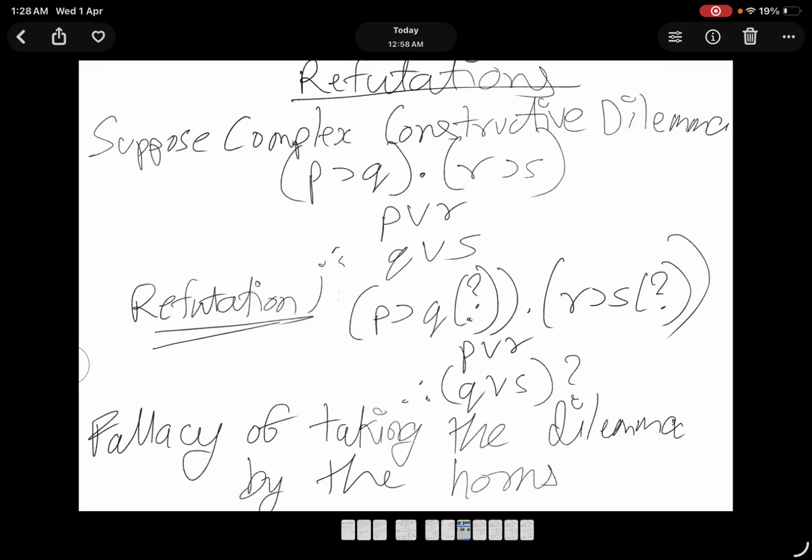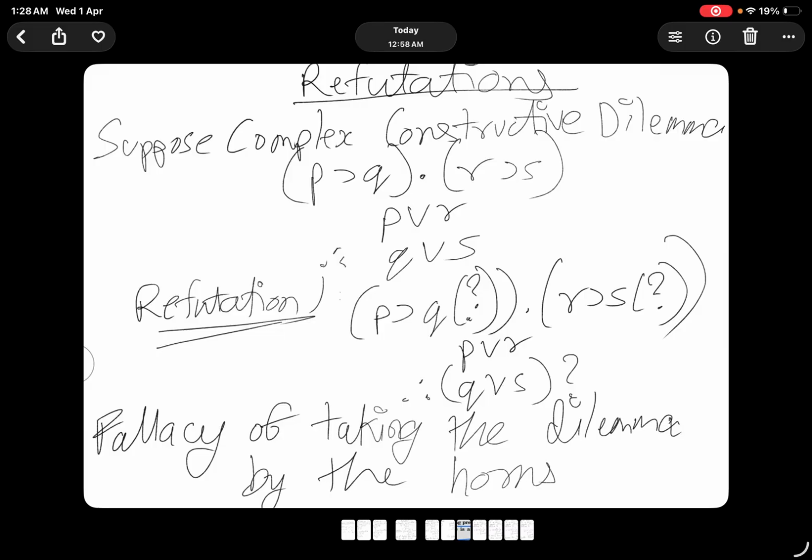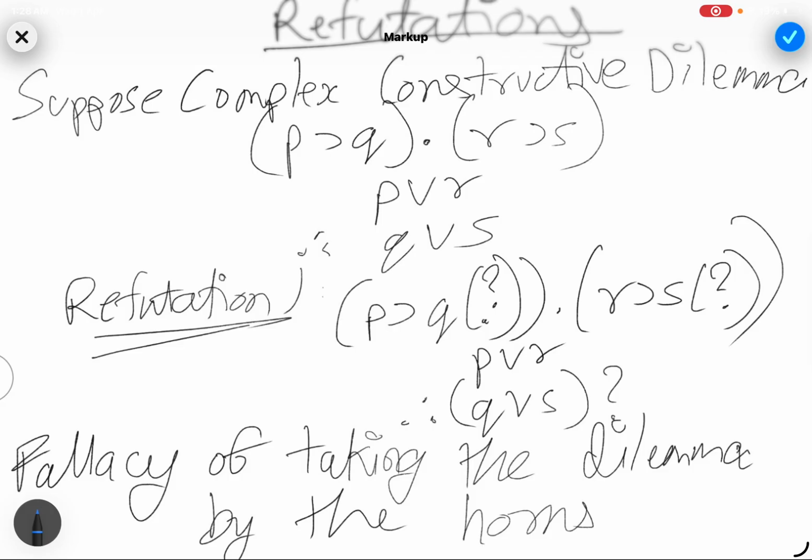Now there are 2 refutations and 1 rebuttal. I've taken complex constructive dilemma as an example. Suppose I have been given this major premise, and I am constructing a complex constructive dilemma. Now the question will be to refute and rebut it, so you have to give 2 refutations and 1 rebuttal.